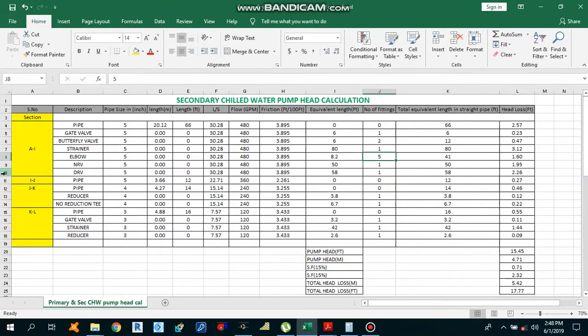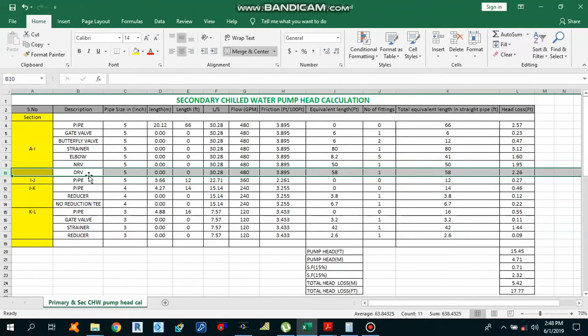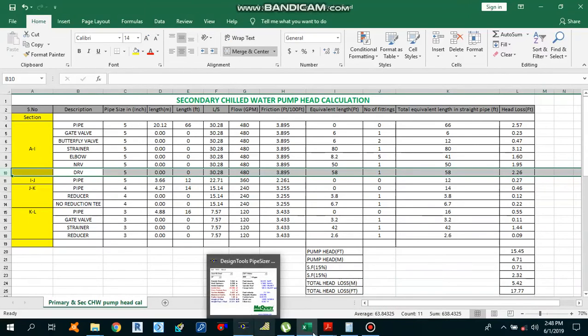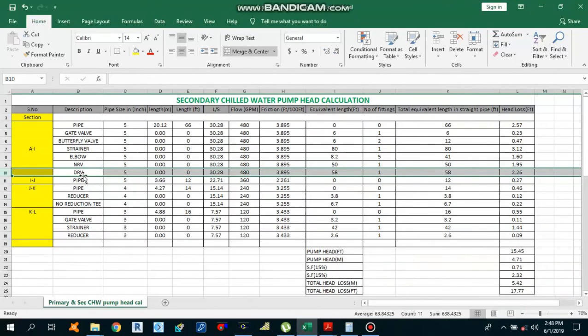So only one thing is remaining, that is DRV, double regulating valve. So on the pump side we will have one DRV, that is double regulating valve, to balance the chilled water flow rate across the secondary chilled water pumps. So we will have one DRV from section A to I on the secondary chilled water pump side.